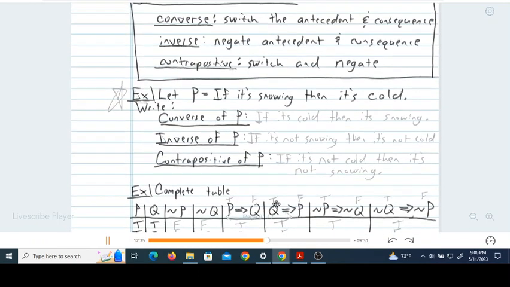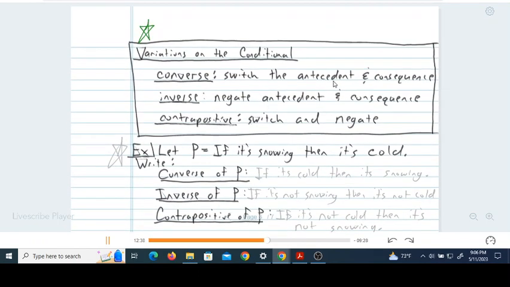Let's look at some variations on the conditional. There's the converse of a conditional, where we switch the antecedent and the consequence. There's the inverse, which is where we negate the antecedent and the consequence. And there's the contrapositive, where we switch and negate, basically doing both of those.